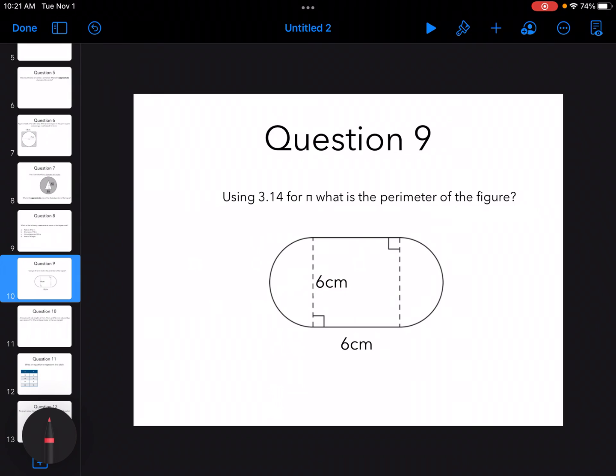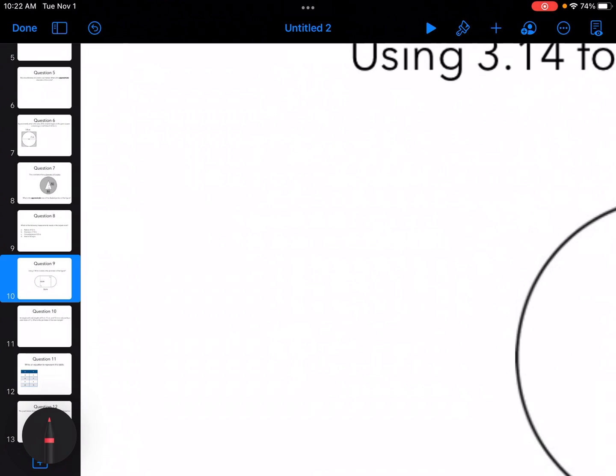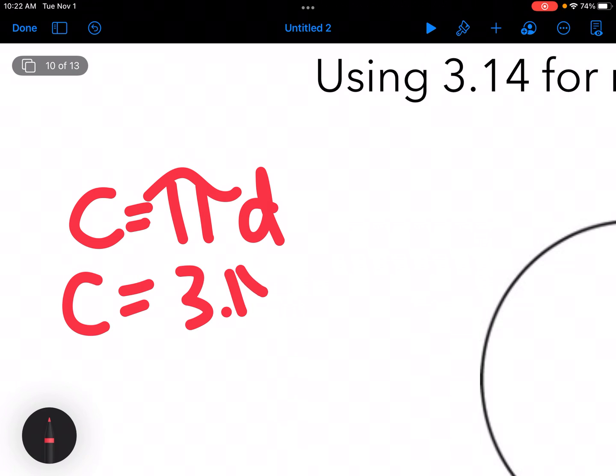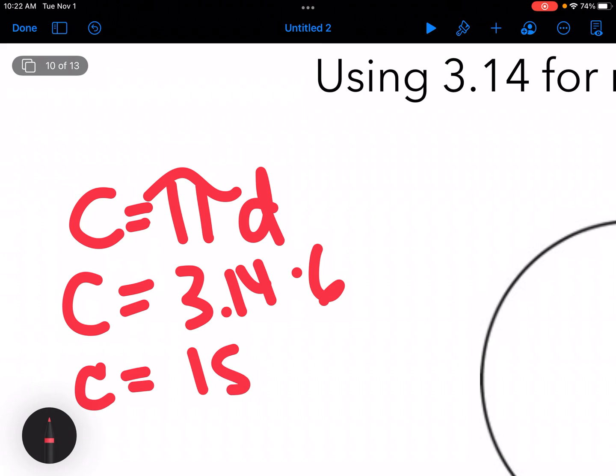All right, they want to know the perimeter of the figure, so they want to know the distance around the outside. So we're going to start by finding the circumference to find the two ends of the circles. So the two semicircles together make a whole circle. So I have C equals pi d. So C equals 3.14 times 6. C equals 18.84.